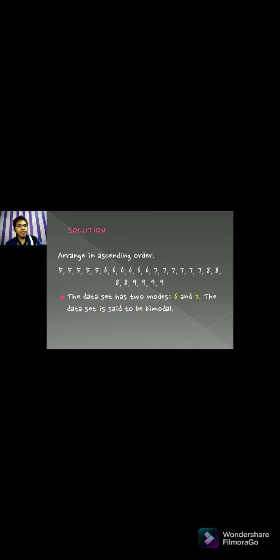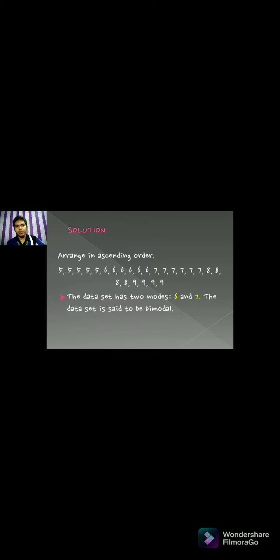The data set has two modes, 6 and 7. As you can see in the given data, 6 and 7 are repeated more times than the other numbers. 6 and 7 are each repeated 6 times, so they will be our modes in this data set. The data set is said to be bimodal, since we have two modes, 6 and 7.